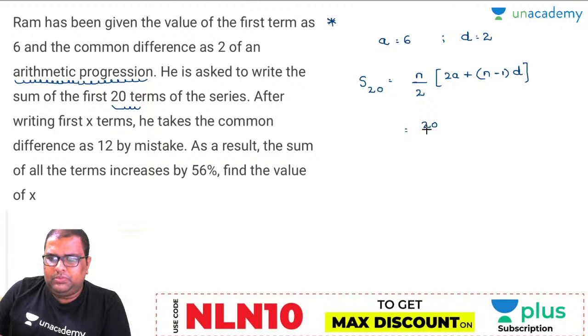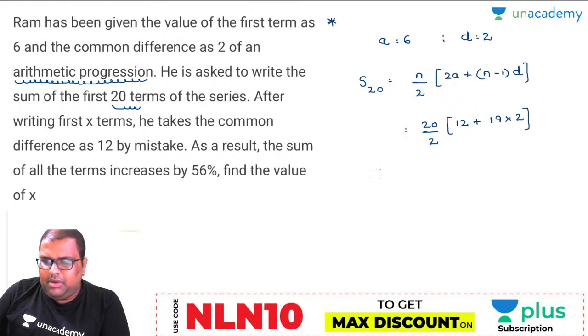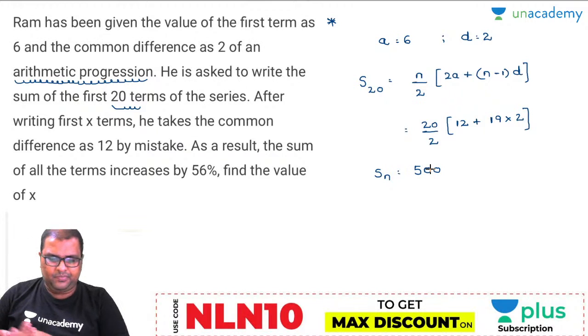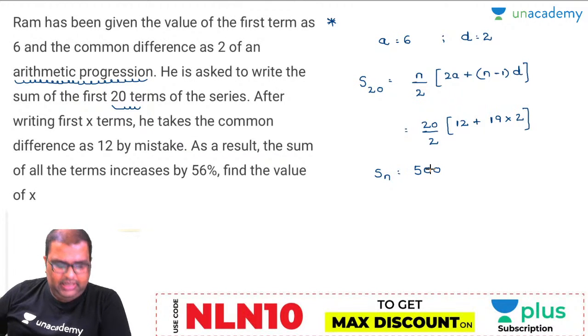20 by 2 into a is 6. So 2a will be 12. n will be 20. Now this will be 19, 19 into 2. Clear? Now sum of n terms will be how much? If I calculate this, this will be 500. Yes, I accept this. Very good. 500, Sanjana. 500. How can it be 990?